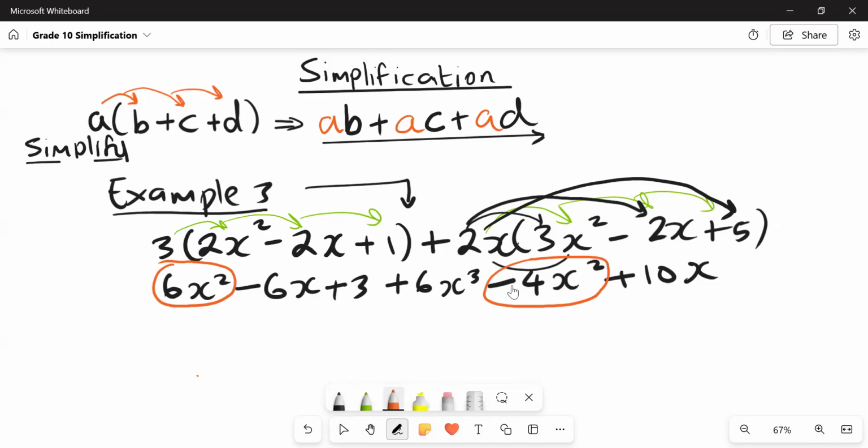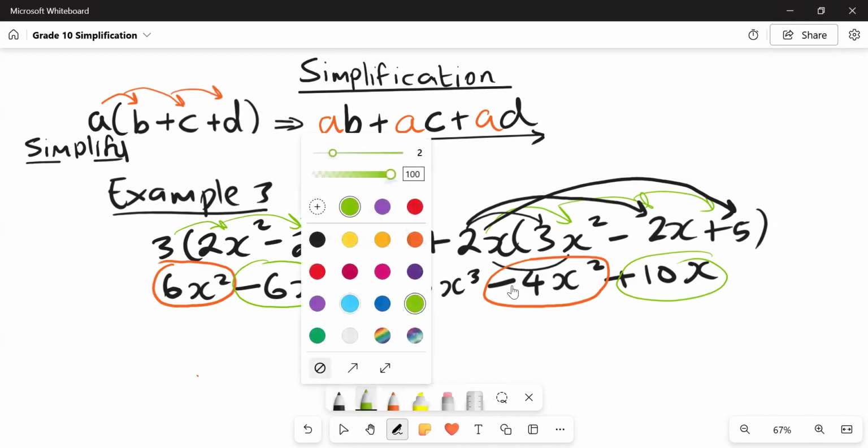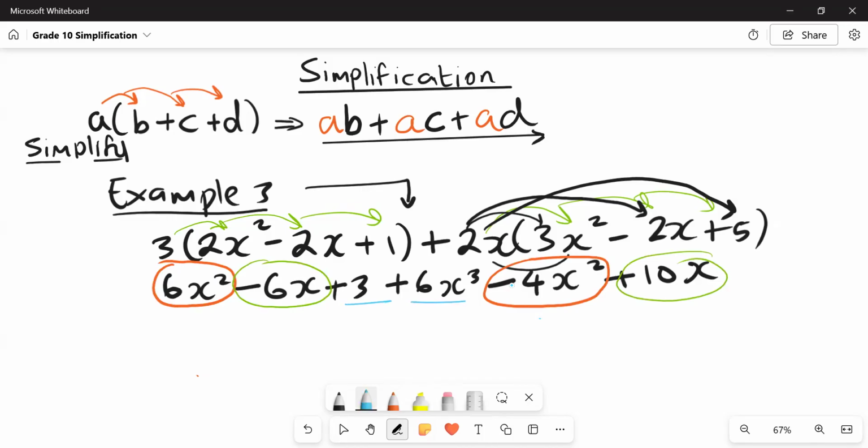And then, what else do we have? We have minus 6x and plus 10, right? But if you check, you will realize that 3 and 6x cubed are not like terms, which means we just drop them down, right? So we have to write everything in standard form, starting with the highest exponent. Our highest exponent would be 6x cubed, followed by x squared, right?